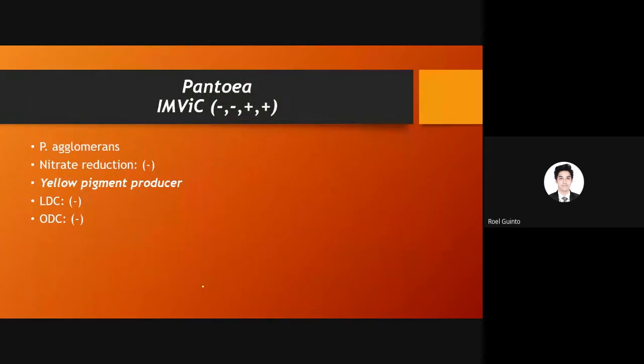Next, we have Pantoea. So the empiric reaction for Pantoea is negative, negative, positive, positive. So the only microorganism that is isolated under Pantoea species is Pantoea agglomerans. So nitrate reduction negative, produces yellow colonies in the culture media, LDC negative and ODC negative.